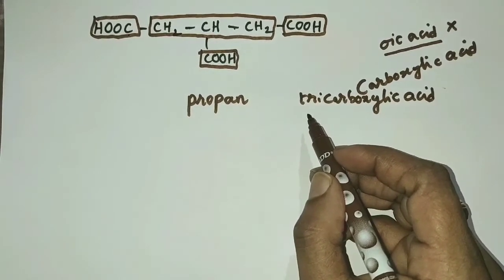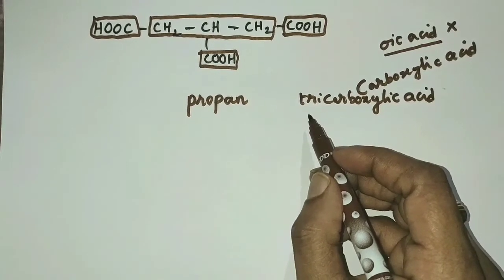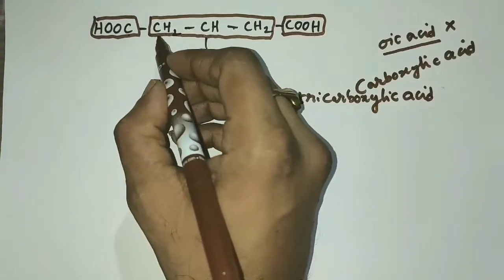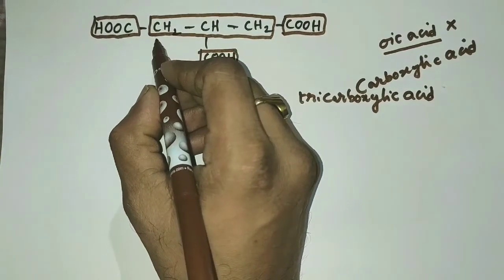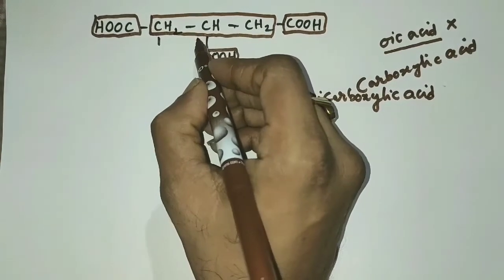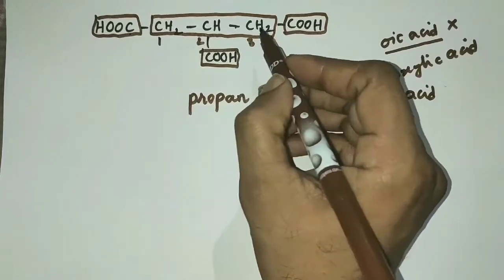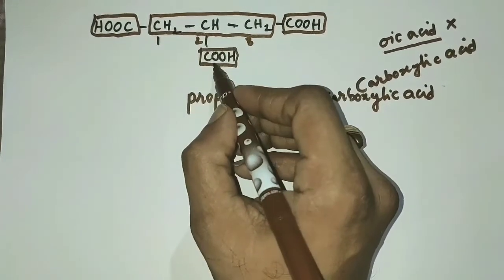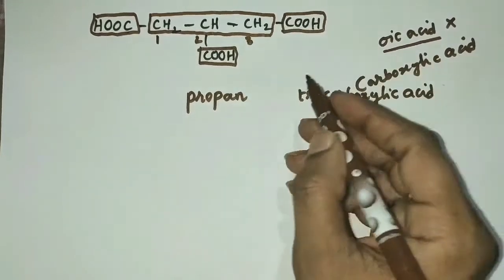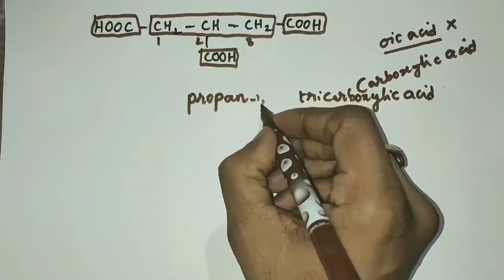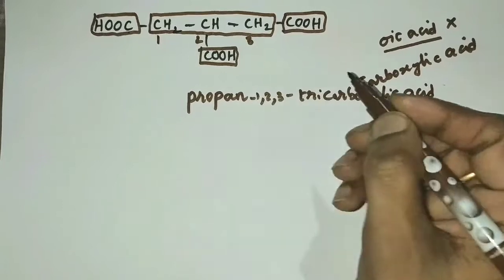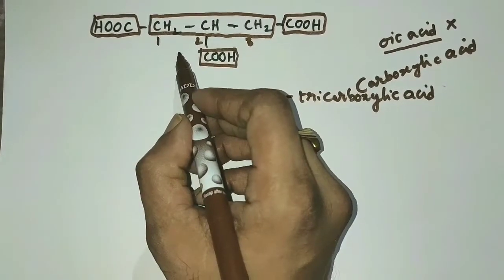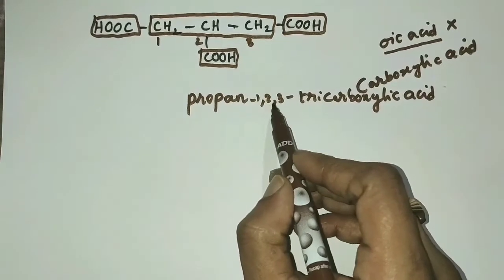And whenever we have more than one functional group, we need to specify the position of the functional group. In the longest carbon chain, this is the first carbon, this is the second carbon, and this is the third carbon. So on the first carbon one COOH, on the second carbon another COOH, and on the third carbon another COOH. So that's why 1,2,3-tricarboxylic acid. So the IUPAC name of this compound is propane-1,2,3-tricarboxylic acid.